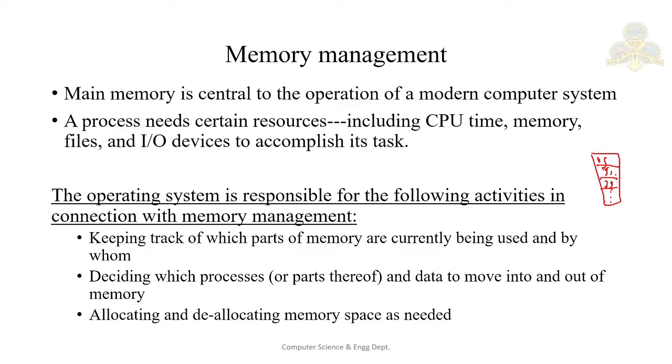Then the last one is allocating and deallocating memory space as needed. So for example, here we have job 1 and job 2, right? Suppose execution of job 1 is done. That means the process will terminate there, right? Once that process has been terminated, this memory space would be free. Then your operating system will decide from the job pool which job or which program has to be selected, and it has to be brought into the memory. Now these three are the activities of your operating system in connection with memory management.